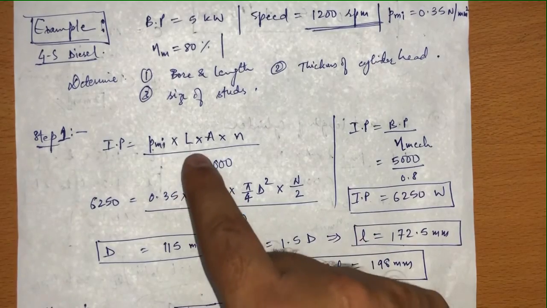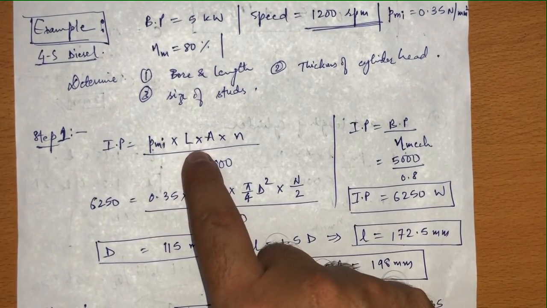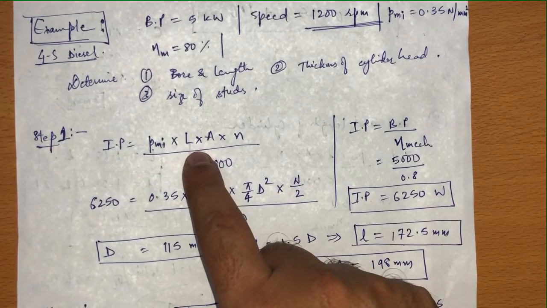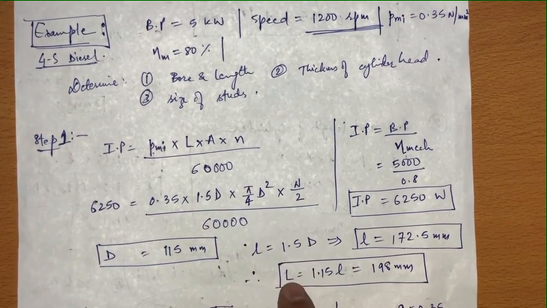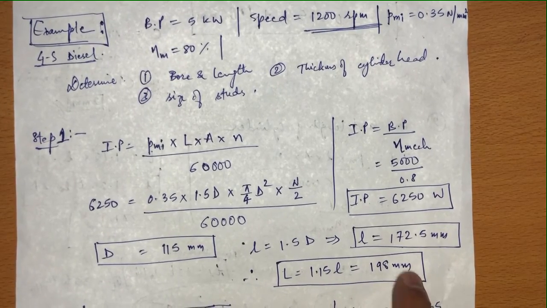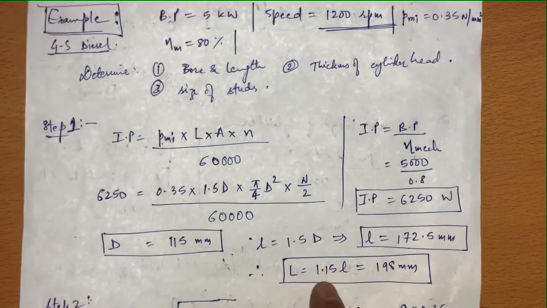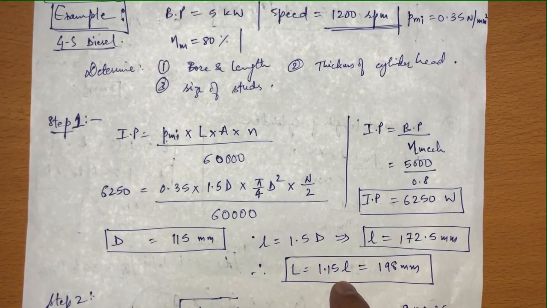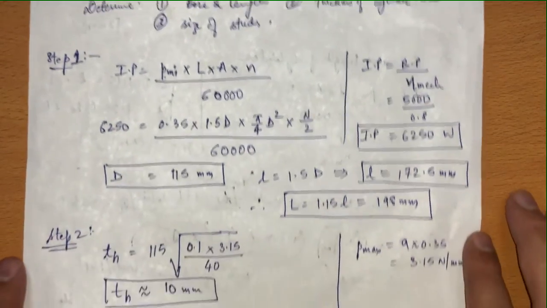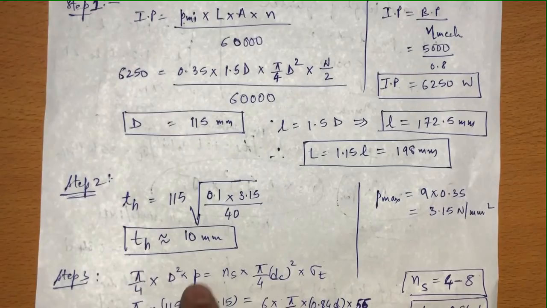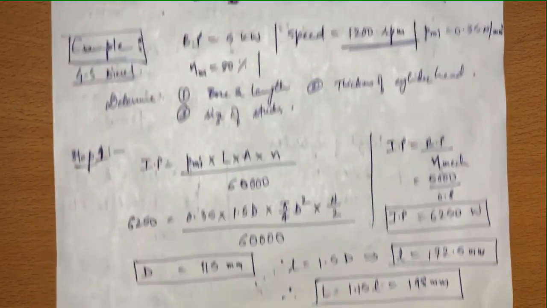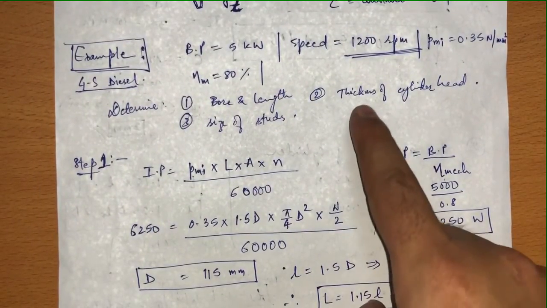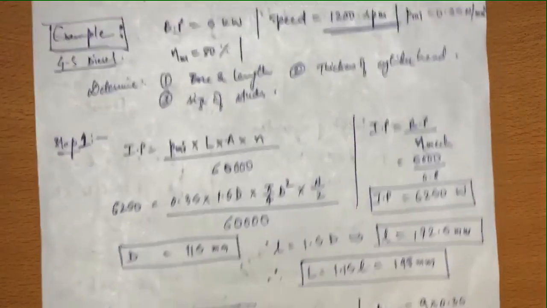A slight correction: this value of L is not capital L, whereas it is small l. Capital L as 1.15 l equals 198 mm. As we have discussed earlier, 1.15, that is 15% higher than the stroke length, includes the clearance of the cylinder as well. Moving forward, in step number 2, we will be finding TH, which we can say from the question is the thickness of the cylinder head.